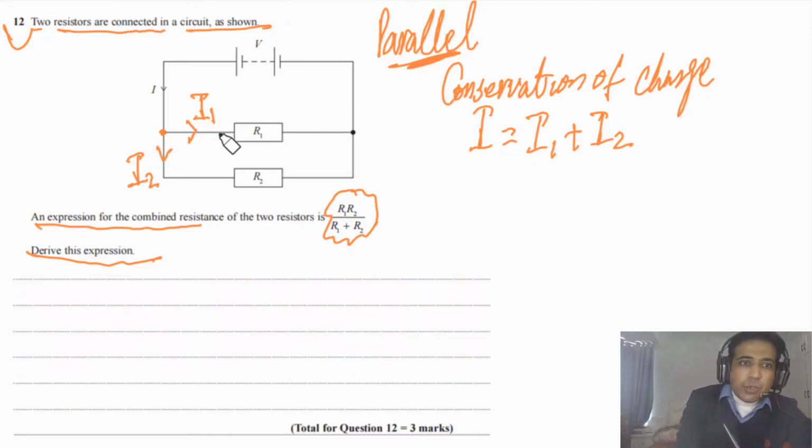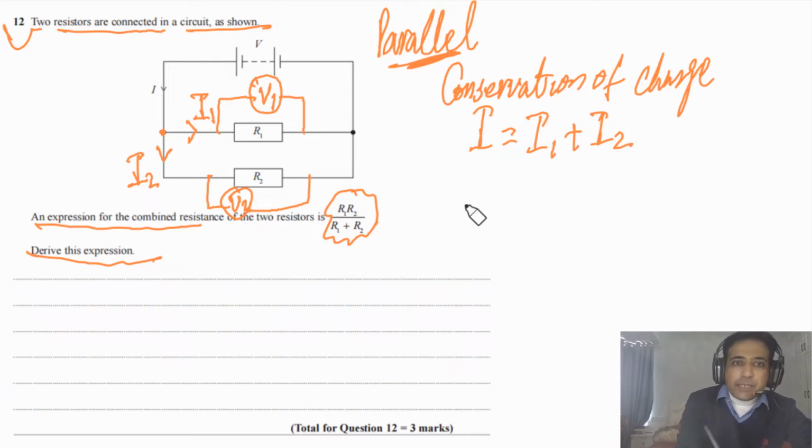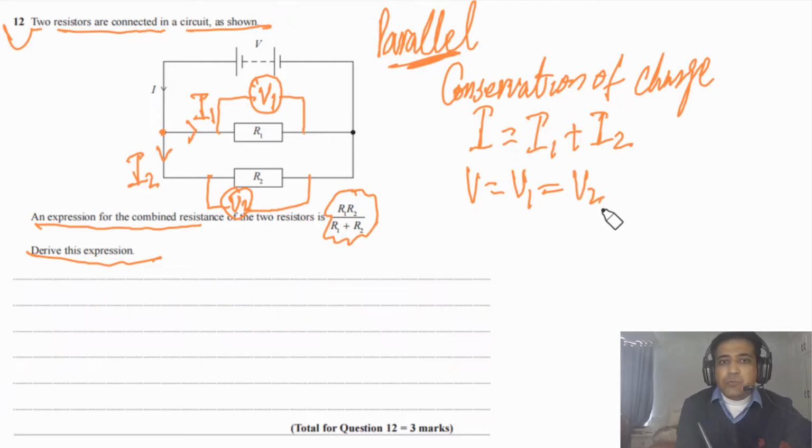And also we can connect a voltmeter. Let's say we connect a voltmeter across resistor 1 and the reading on this one is V1, and we can also connect a voltmeter across R2 and the reading on this one is V2. As they are connected in parallel, we can say V has to be equal to V1, and V1 also has to be equal to V2.